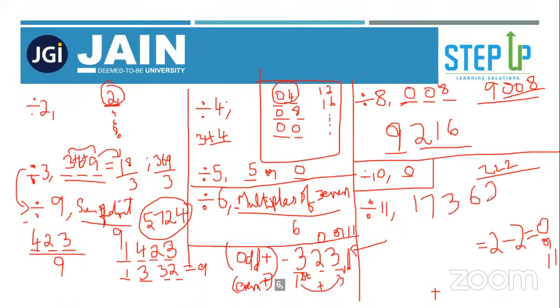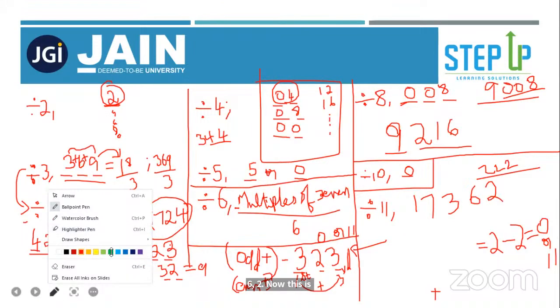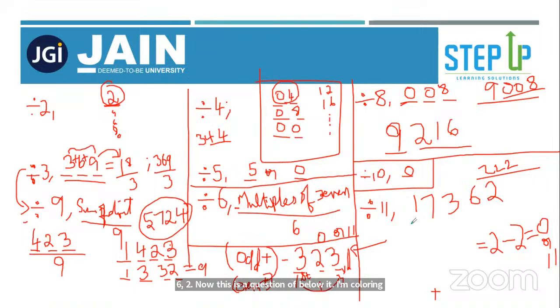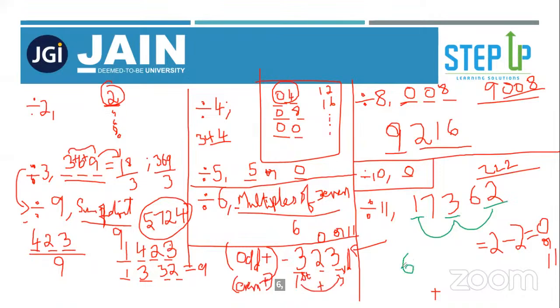Now this is the question. I'm coloring it in blue or green. So the odd places are 1, 3, and 2. Add them, how much do you get? 6. Okay, 6. The odd places are subtracted with the even places. What is 7 plus 6? 13. 13 minus 6, does it give you 0 or 11? No, sir. Then this number is not divisible by 11.